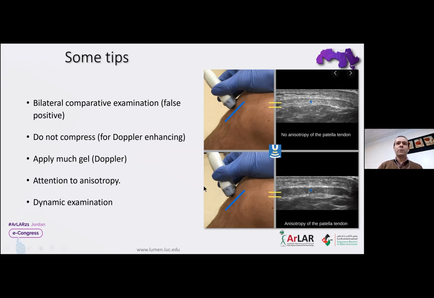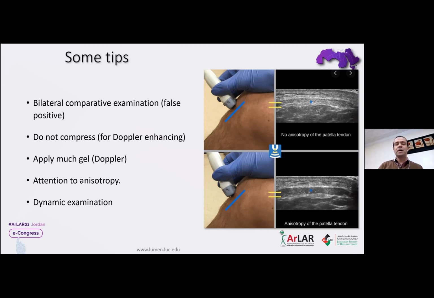We should not compress the probe when putting it on the skin because compressing it will decrease Doppler signal and thus decrease the quantity of information that we can get to quantify inflammation in some pathologies. We have to apply much gel, not like in this illustration, but we have to apply much gel in order to avoid compressing our probe.